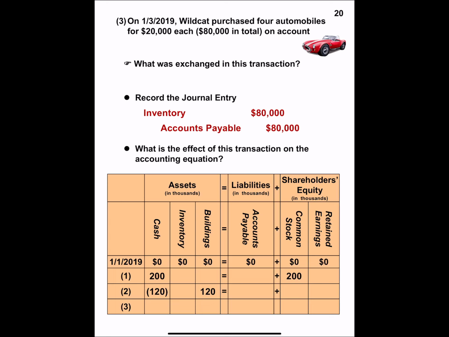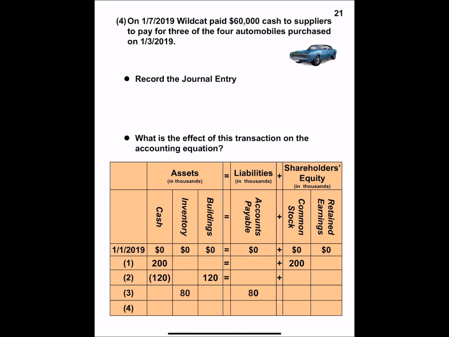Okay. What's the effect of this on the accounting equation? Let's come down here. Okay. So we are increasing an inventory account by 80. We are also increasing a liability account by 80,000. Again, that's what that credit does. So there's the effect on the accounting equation. Let's move on to our next one.